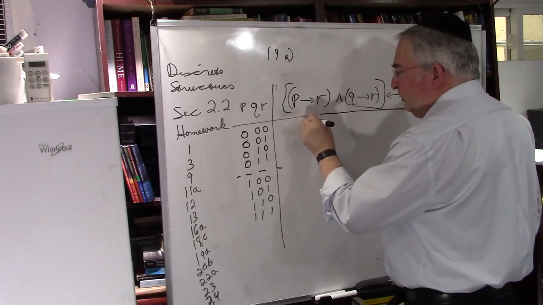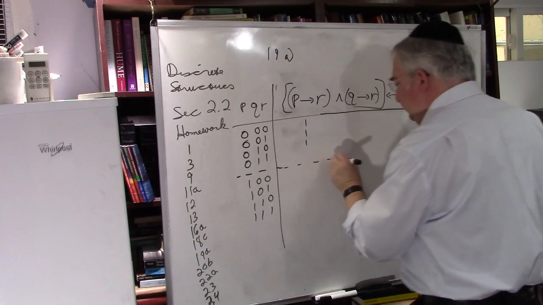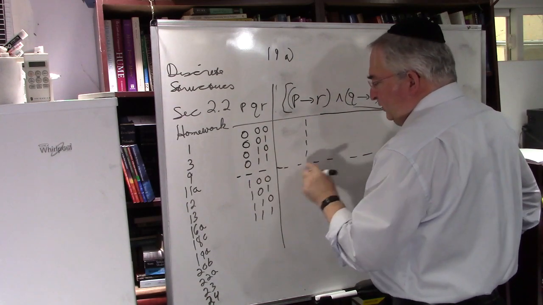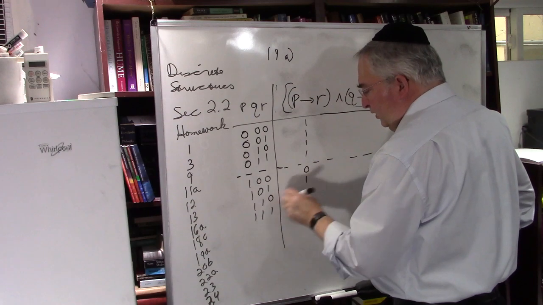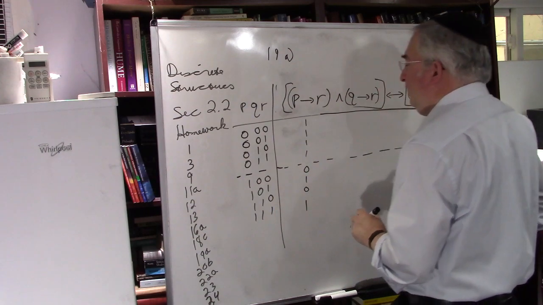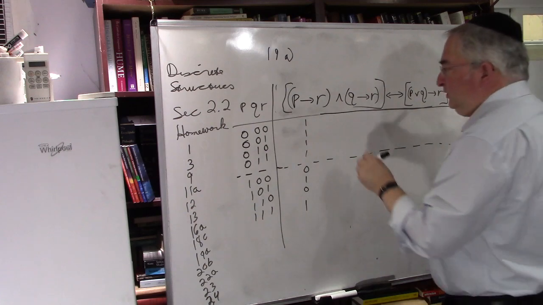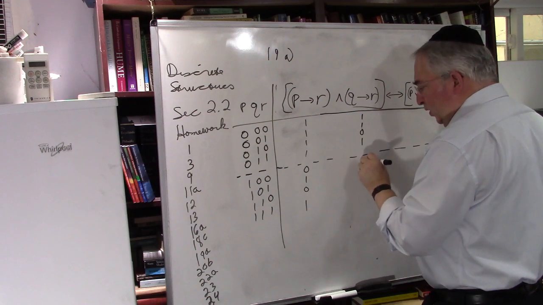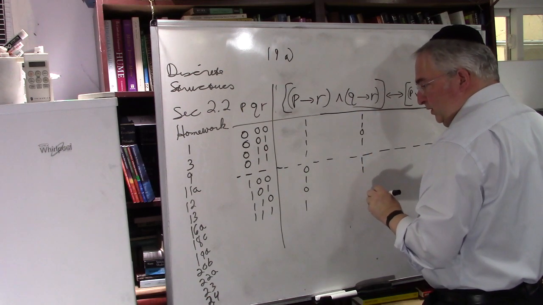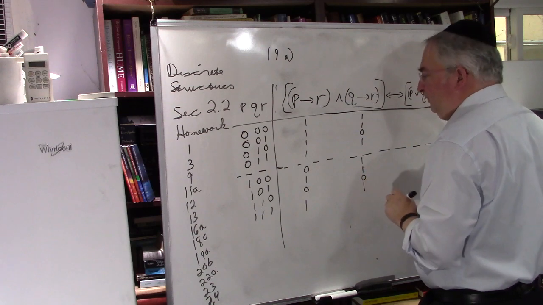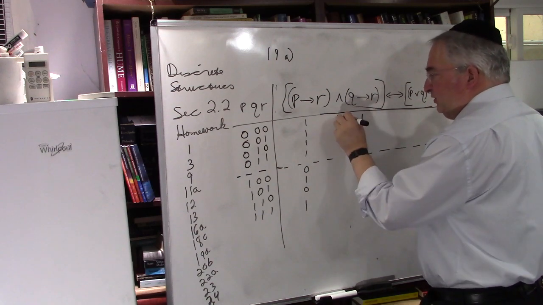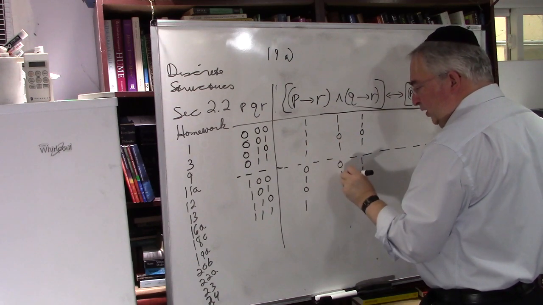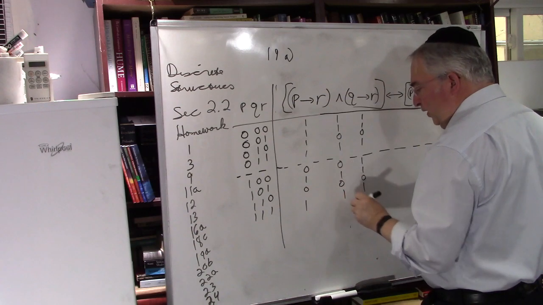P arrow R. So this is going to be 1, 1, 1, 1. P arrow R: this is going to be a 0, this is going to be a 1, this is going to be a 0, this is going to be a 1. Okay. Let's do Q arrow R. So this is going to be a 1, 1, 0, 1, 1, 1, 0, 1. Okay. And now we do the AND of this. So this is going to be 1, 1, 0, 1, 0, 1, 0, 1.